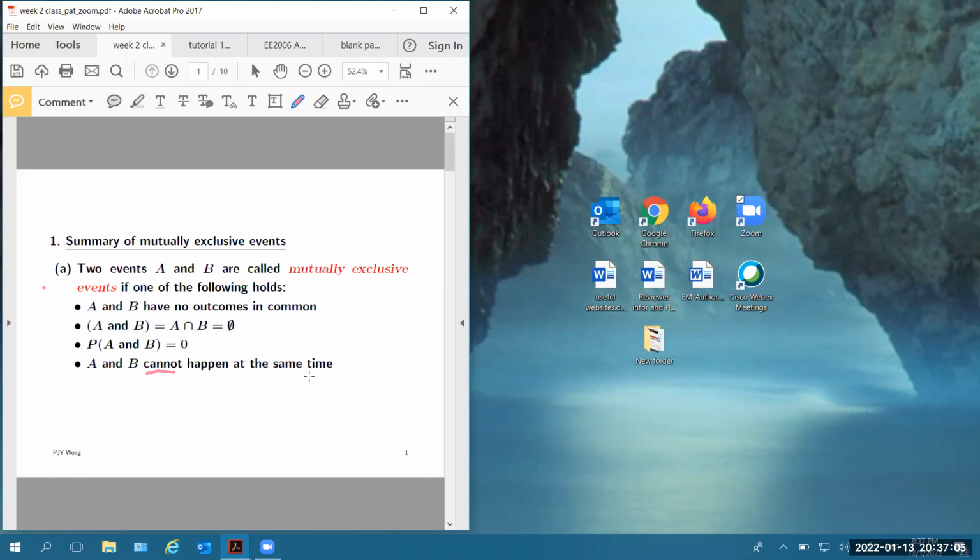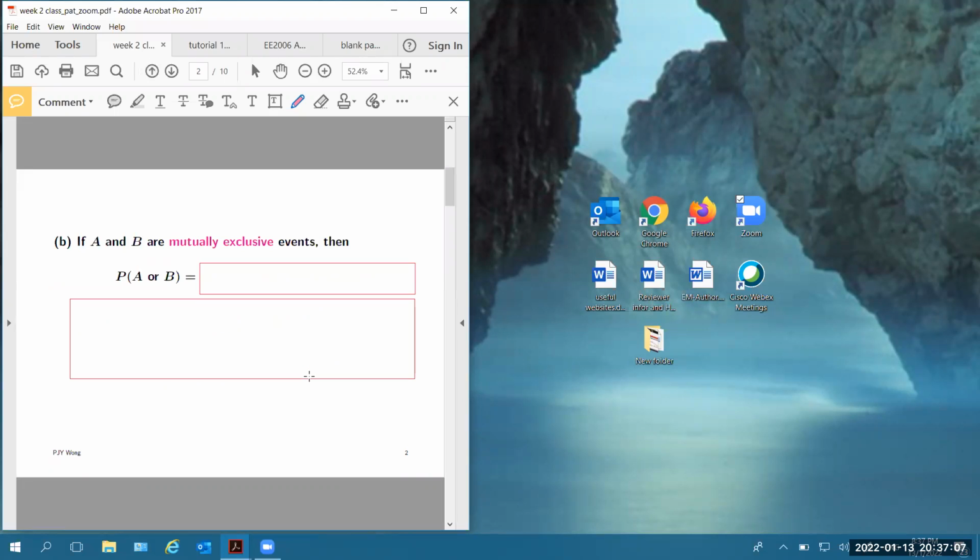Okay, so now let's go to the next point. If A and B are mutually exclusive events, then what? Sorry, there's some interruption. Okay, so now we come back here.